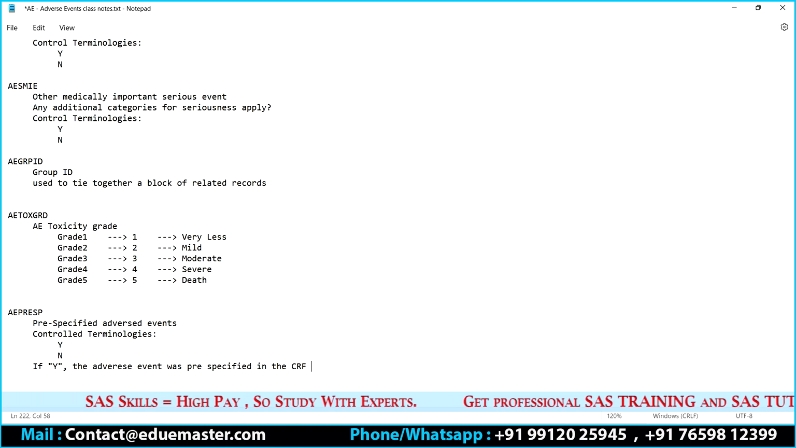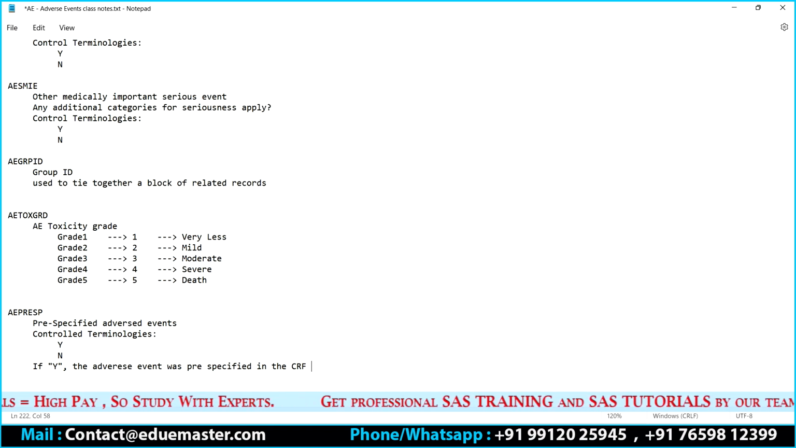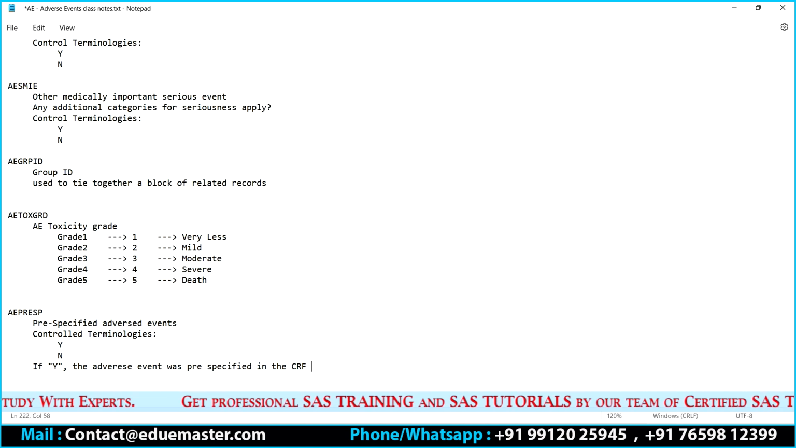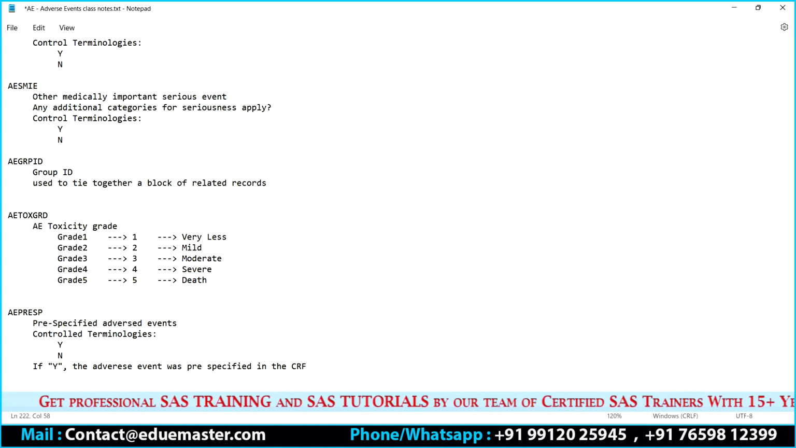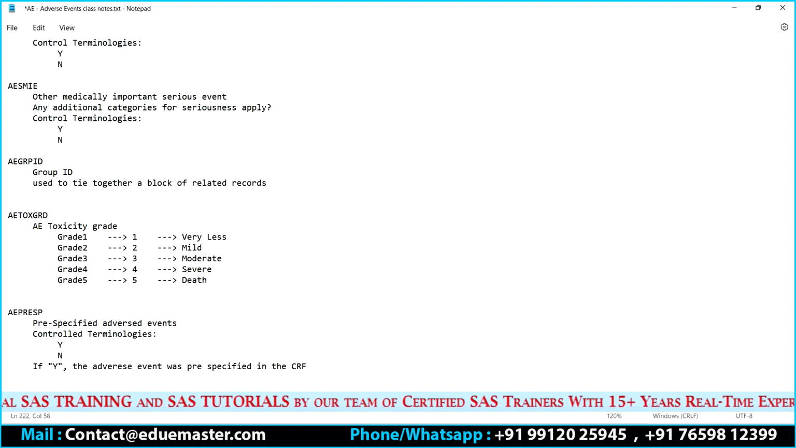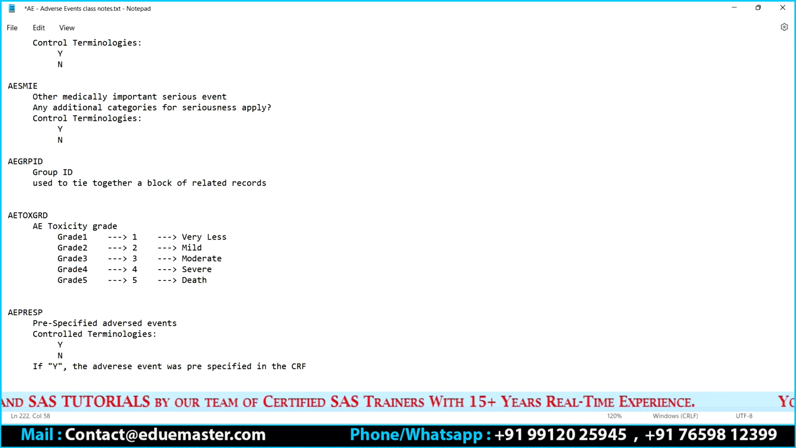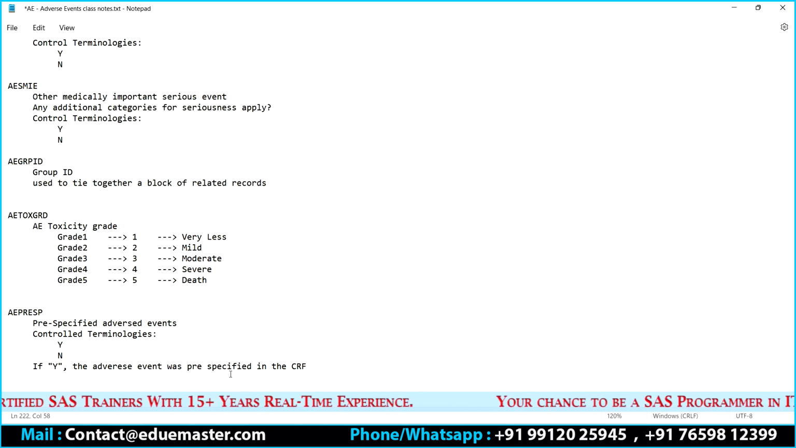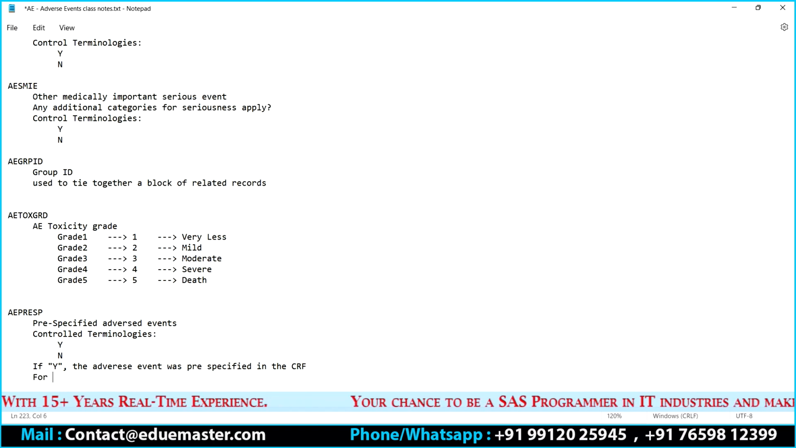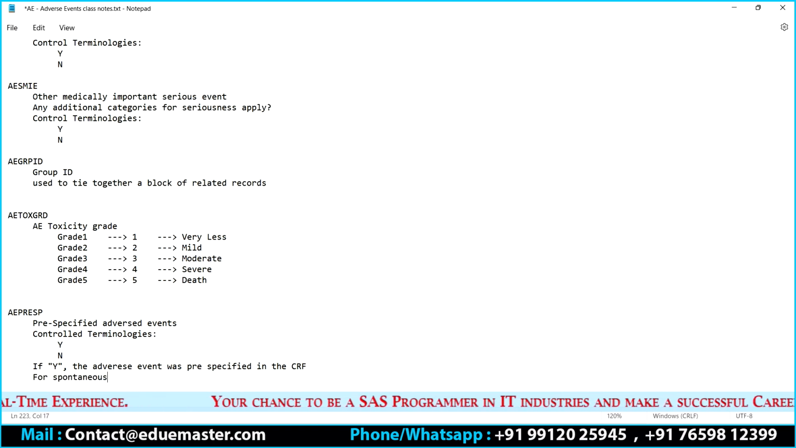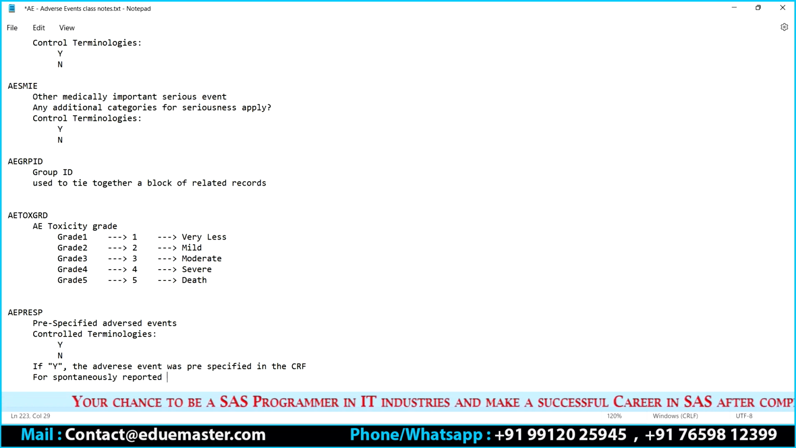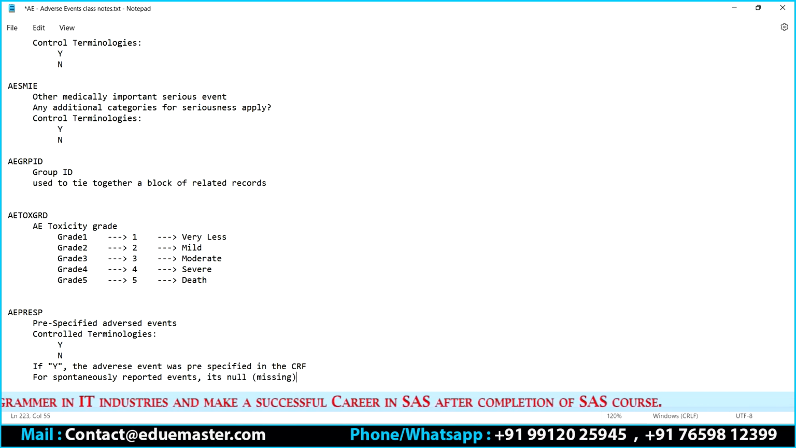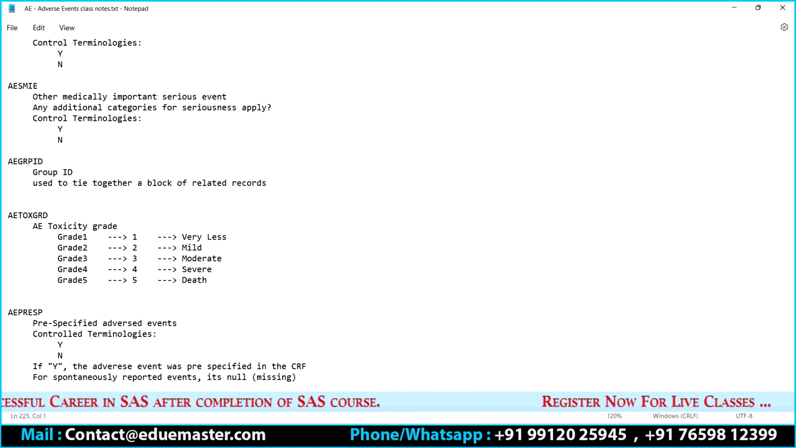Another thing you need to understand is values are going to be null for spontaneously reported events. What do you mean by that? If it is no, or if it is missing, then it is null. The meaning is that these are spontaneously reported ones, not pre-specified. For spontaneously reported events, it's null, that is missing. Or you can also report it as no. Both of them are the same.